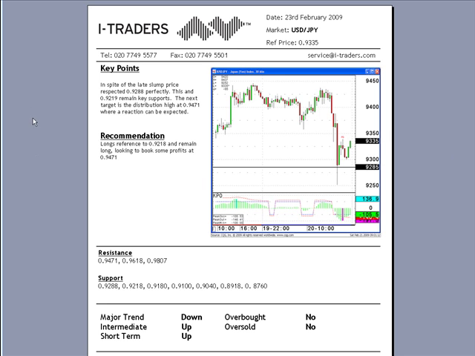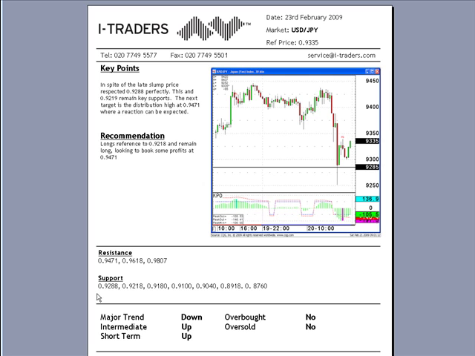On the left hand side underneath key points there'll be a comment about the market. It can be quite long. In this case it's actually quite short because there wasn't a great deal going on in dollar yen. And then for the foreign exchange markets there are specific buy or sell recommendations, or how the current positions are actually being managed in terms of what the size of the position should be.